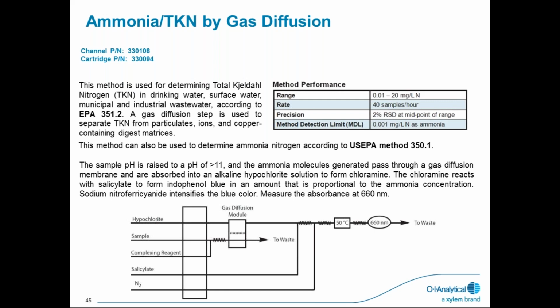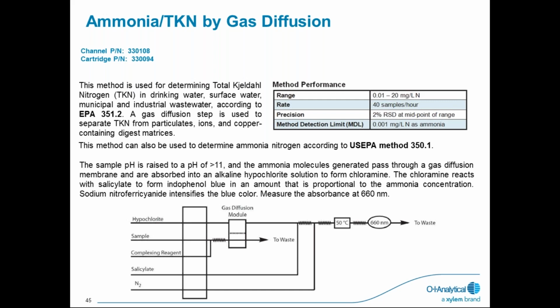So again, we give a little bit of a synopsis by saying the sample pH is raised to greater than 11, and the ammonia molecules generated pass through the gas diffusion membrane and are absorbed into the alkaline hypochlorite solution to form chloramine. The chloramine reacts with salicylate to form indophenol blue in an amount that is proportional to the ammonia concentration. Sodium nitroferricyanide intensifies the blue color, and we measure that at an absorbance of 660 nanometers.